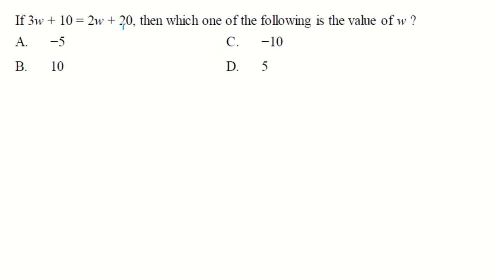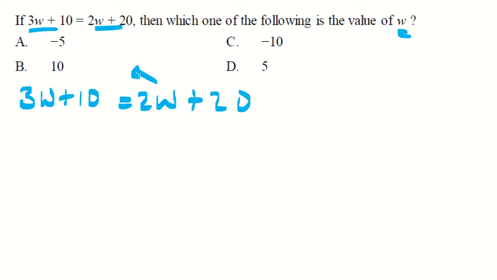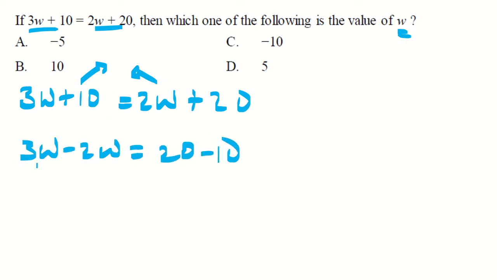The next question, 3W plus 10 is equal to 2W plus 20. This is given to you, they are equal. And what is the value of W? Just reshuffle it. 3W plus 10 is equal to 2W plus 20. So bring the W family to the left side and the constants to the right side. 3W minus 2W is equal to 20 minus 10. The 10 goes, the difference here is W, here the difference is 10. So the answer will be B.